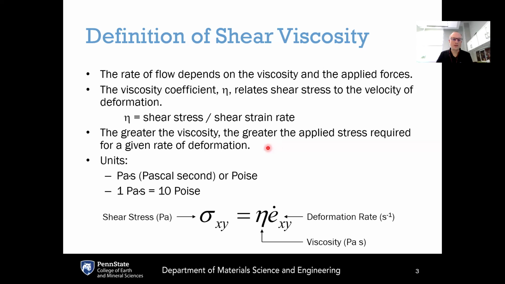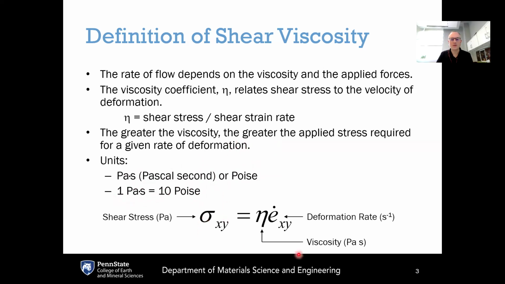Now, the units of viscosity are Pascal seconds for SI units, and you might also see in the older literature viscosity expressed in units of poise. The conversion factor between Pascal seconds and poise is very simple. It's just a factor of 10 difference, where 1 Pascal second is equal to 10 poise.